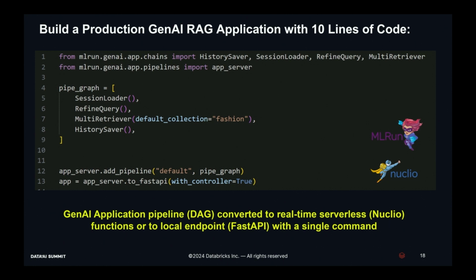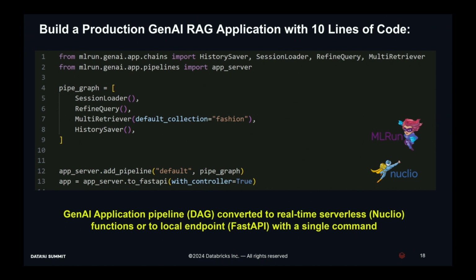So essentially, I build a DAG. The DAG has a session loader, which gets a request and gets the user context in the session. Refine query is the step that takes the session and the question, and builds a better question. Retriever is a RAG chain based on LangChain. I can tell it which data collection to go to, which vector database. And history saver is essentially the finalizer. So I said, I need a RAG application with 4 steps.